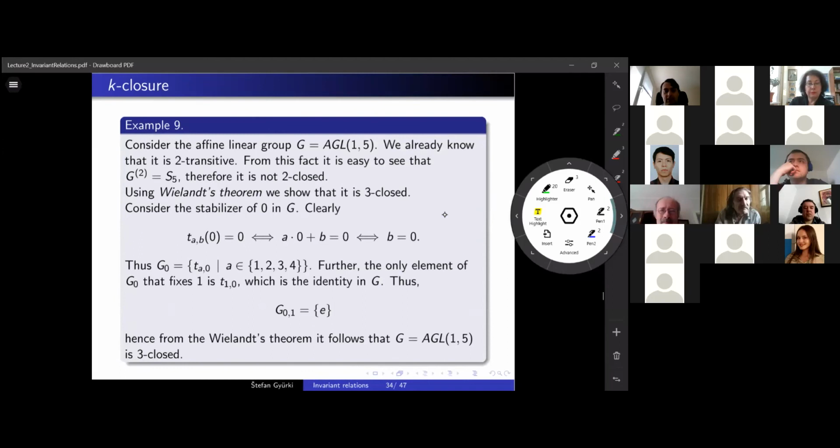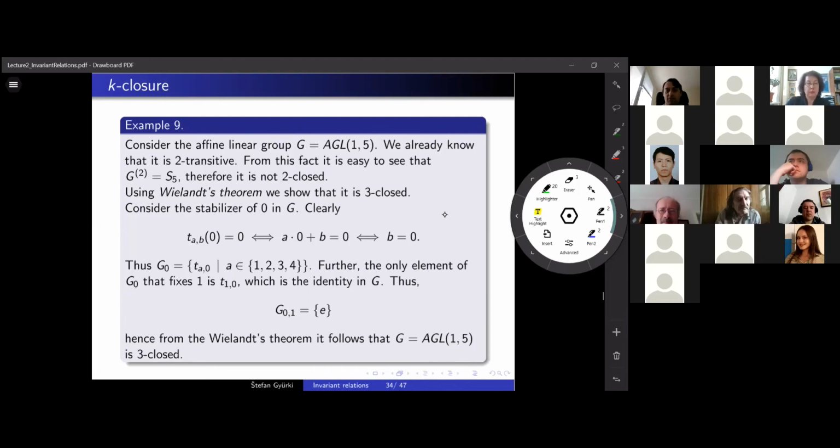Now, consider again an example with the affine linear group of degree 5. 2 weeks ago, we have shown that this group is 2-transitive. From this fact, it is easy to see that this group has just two orbits. One is the diagonal relation, and the second is the full anti-reflexive relation. Clearly, the same two orbits belong to the full symmetric group of degree 5, and since G is not S5, then it cannot be 2-closed.